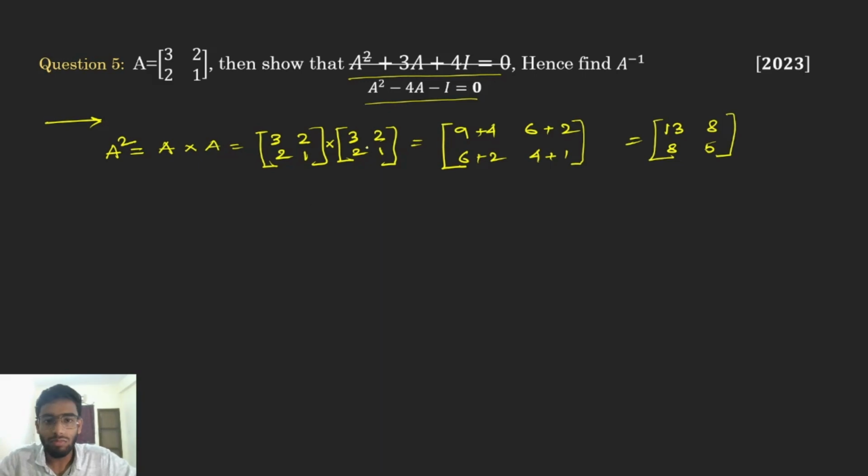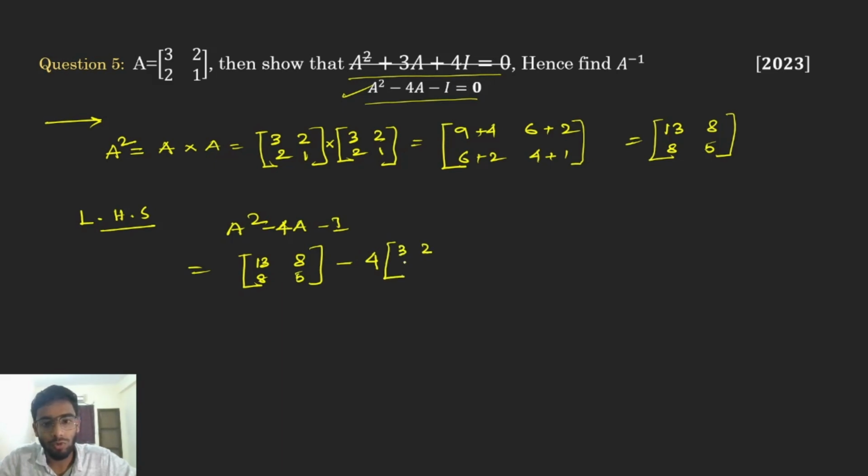Now to prove this equation, taking the left hand side. The left hand side is A square minus 4A minus I. So what is A square? A square is 13, 8, 8, 5, and then minus 4A, where A is nothing but 3, 2, 2, 1, minus the identity matrix 1, 0, 0, 1.